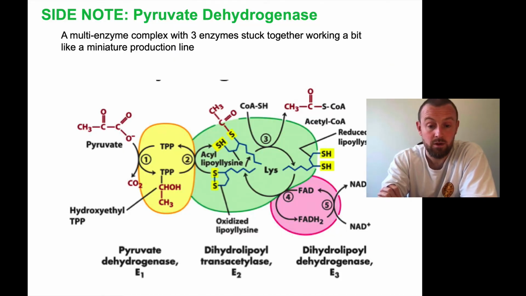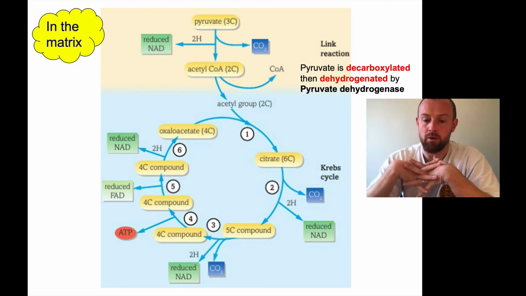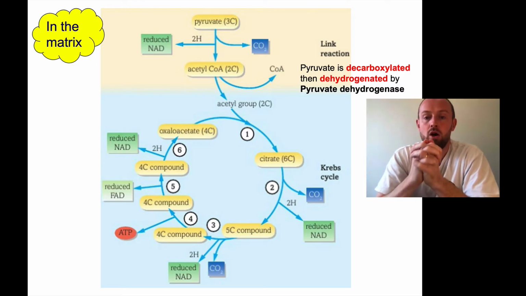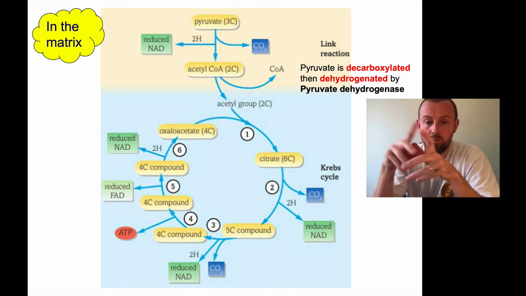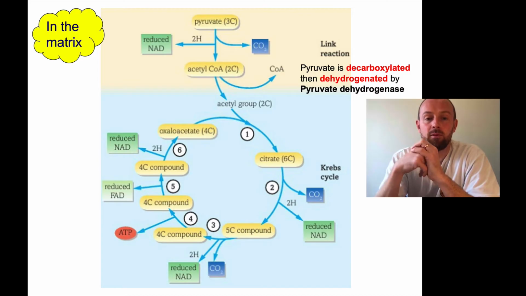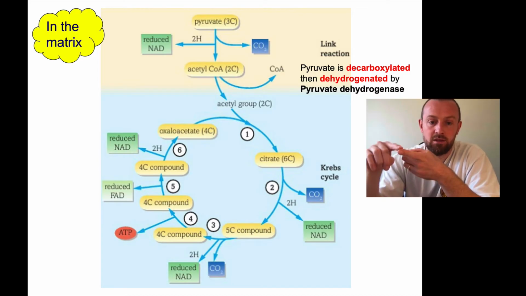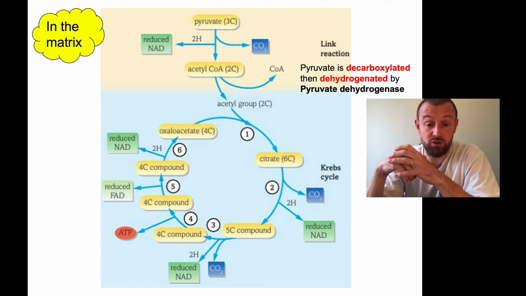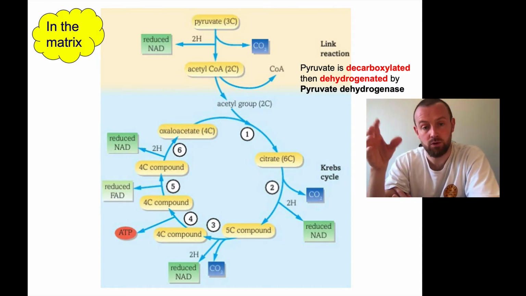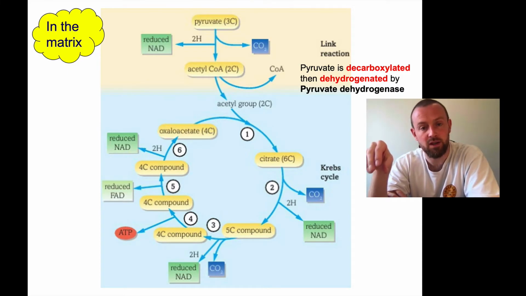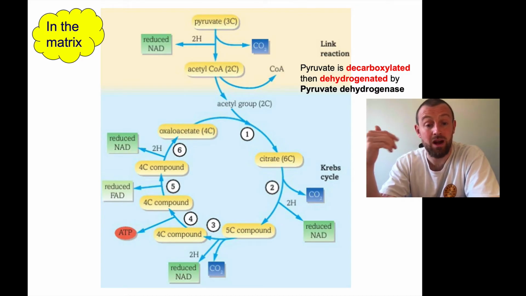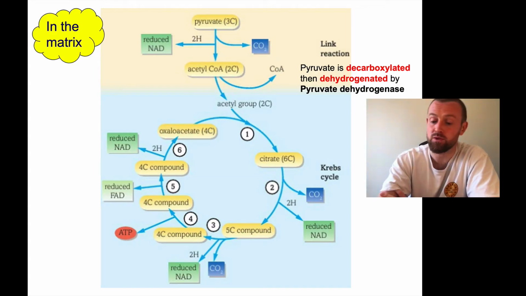Okay, there we go. Now the thing you need to also remember is that per glucose molecule, the whole thing runs twice. So what have we made there? So far we've made 4 reduced NADs, 1 reduced FAD and 1 ATP. But per glucose molecule, because 1 glucose ends up being 2 pyruvates, we would actually make 8 reduced NADs, 2 reduced FADs, and 2 ATP molecules.